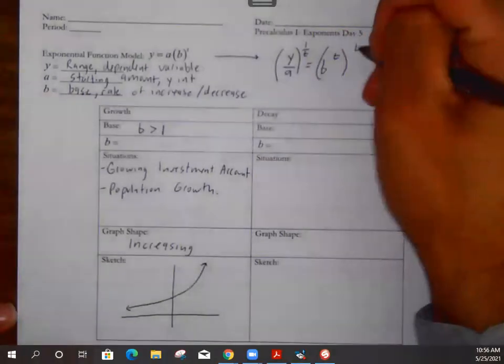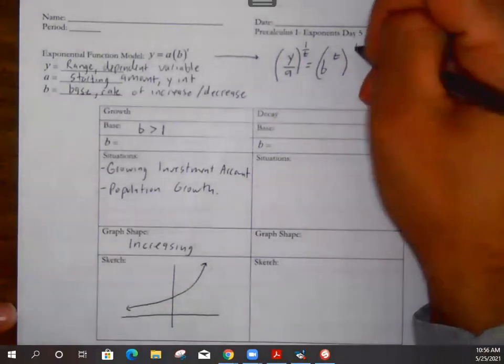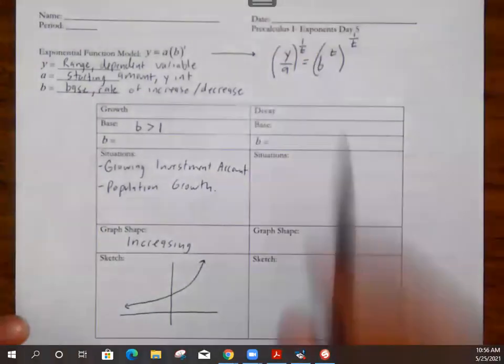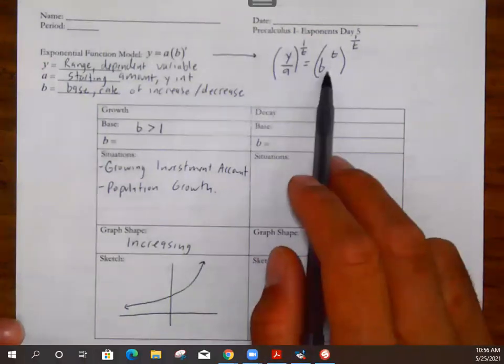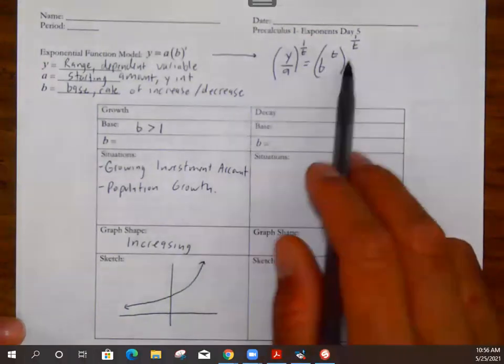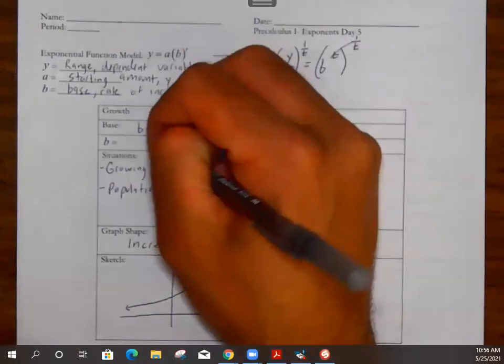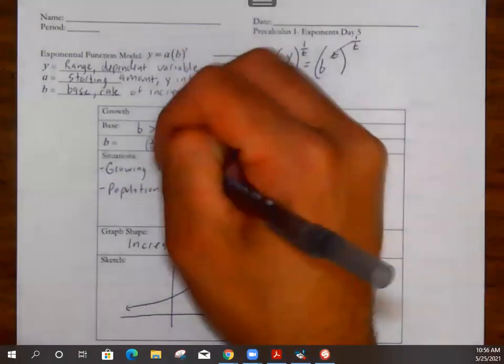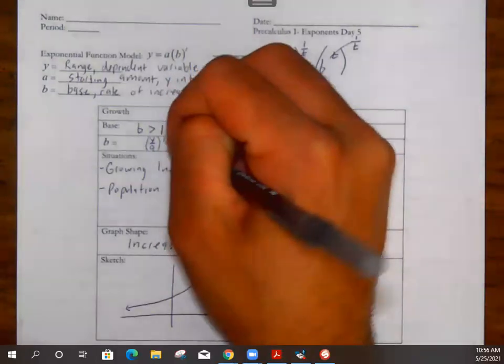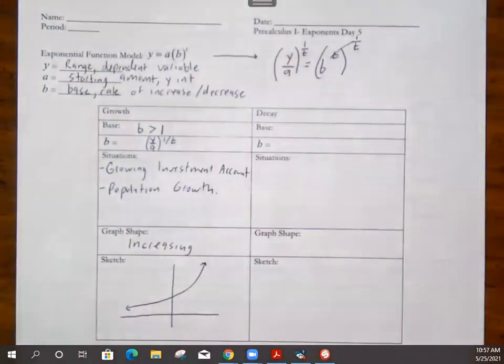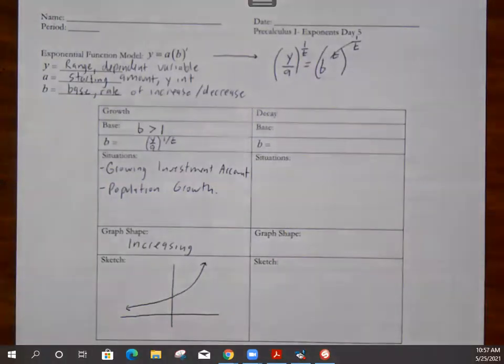And sometimes that'll be really helpful when you know y and a and t and not b. So then b would equal y over a, in parentheses, to the 1 over t power. All right, so that's your base. That's everything you need to know for growth.